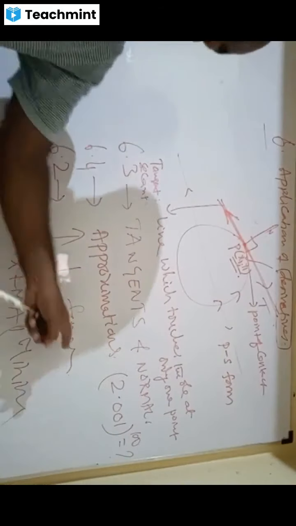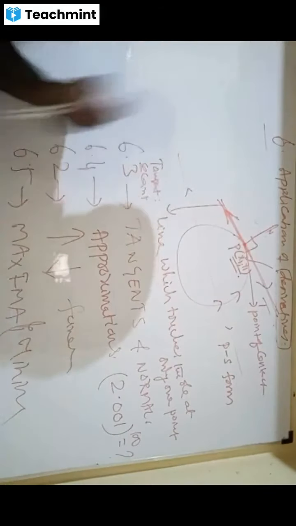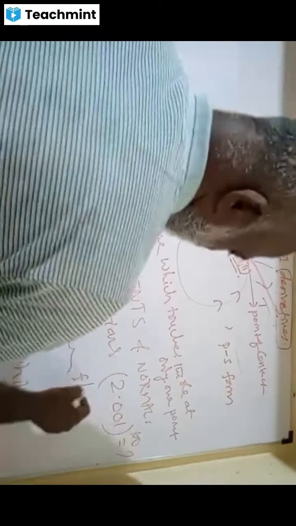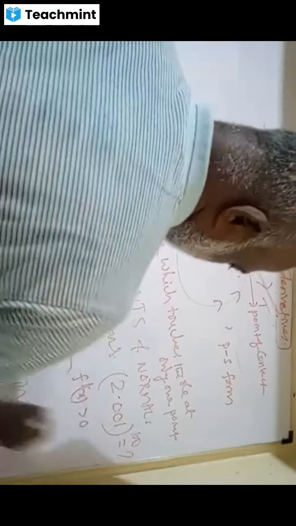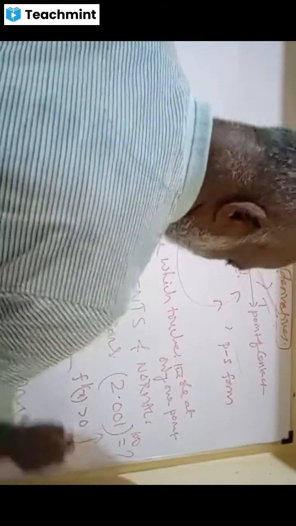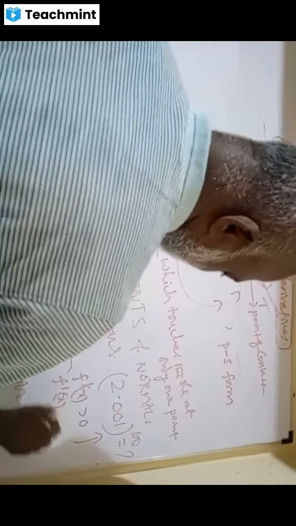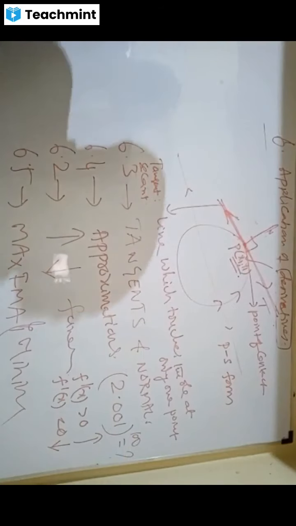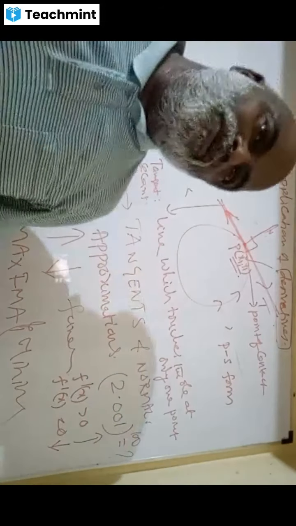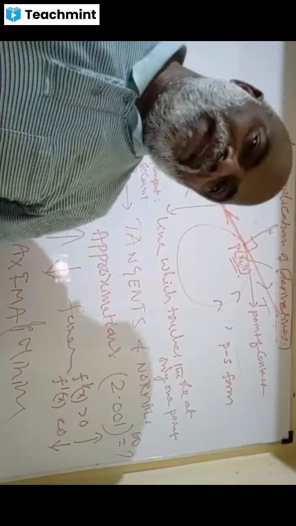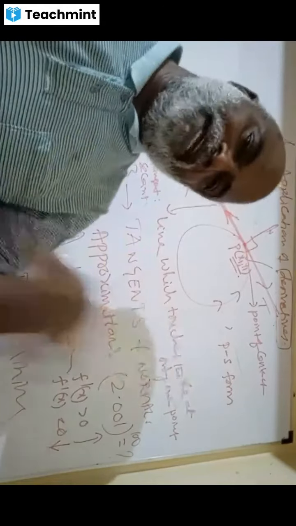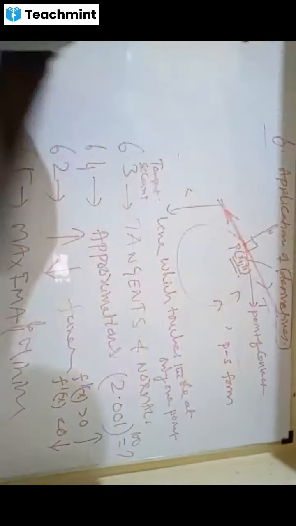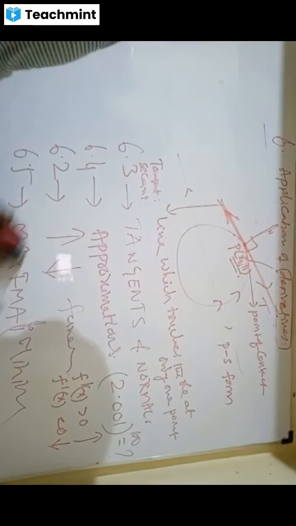Approximation, increasing and decreasing functions we already discussed. If f dash x is greater than 0, it is an increasing function. If f dash is negative, it is a decreasing function. Maxima and minima: if f dash x is equal to 0 and f double dash x is greater than 0, we say that the function will have a minimum. These we are going to discuss in the next 2 weeks, or at least a week's time.